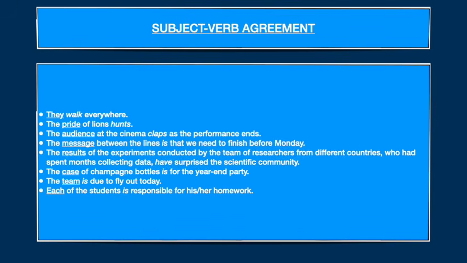The next one we have is the message between the lines. So the subject is actually message, which is singular. So it needs to be is instead of are.